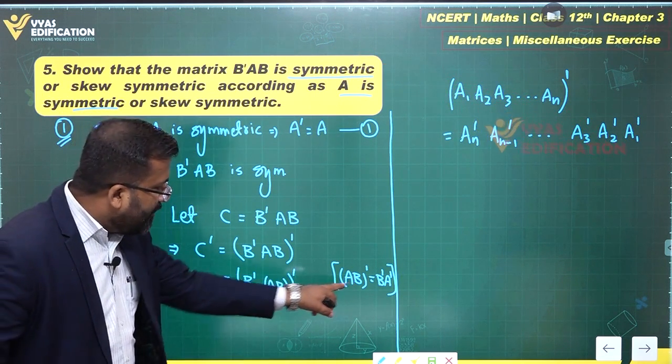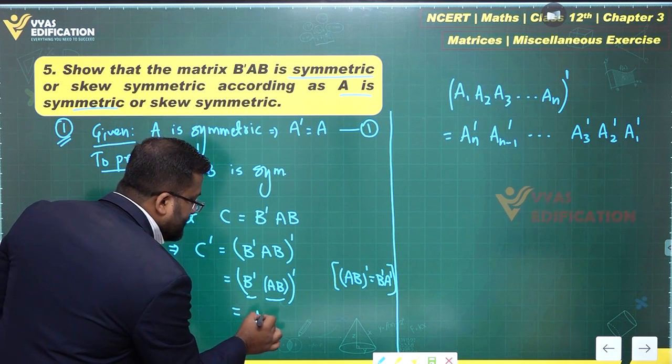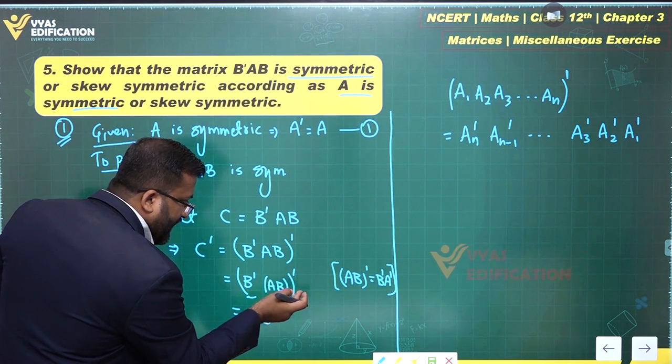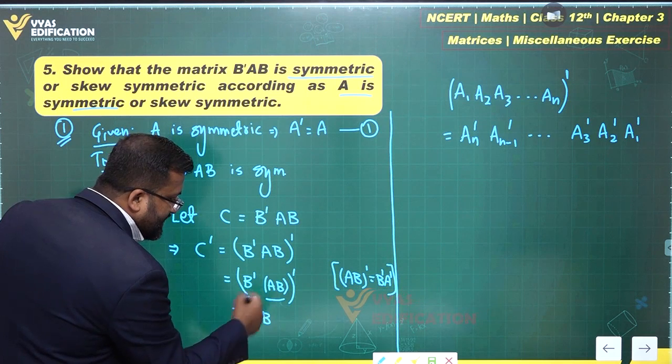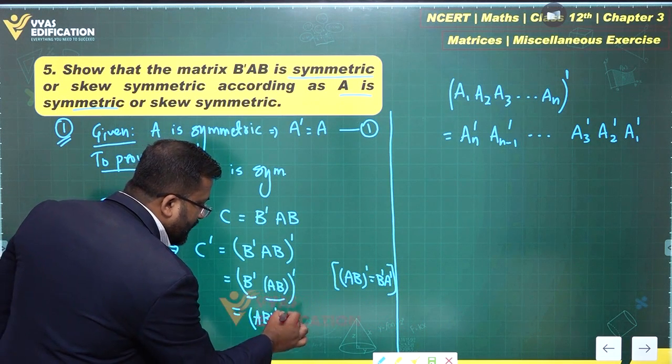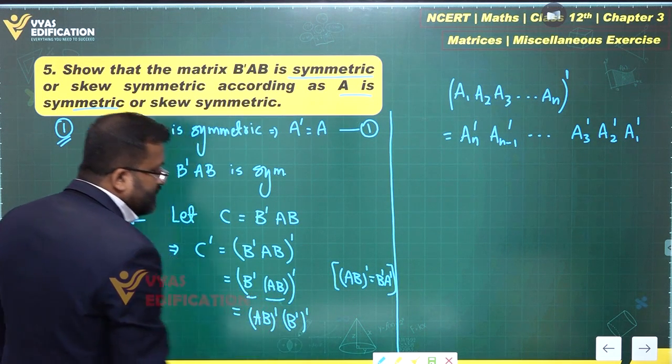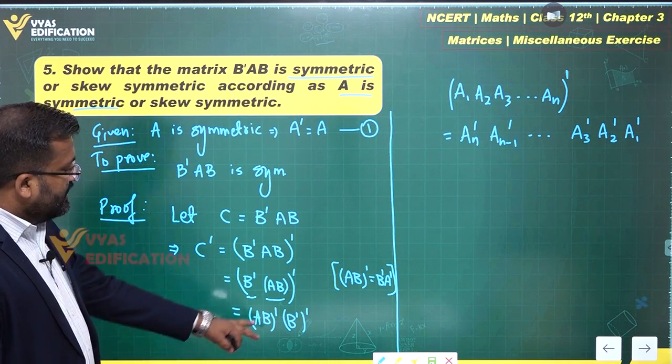Okay, apply this property on this product. So what you get is the second matrix comes in the front and we take the transpose. The first matrix goes at the back and we take its transpose as well. This is what we get.